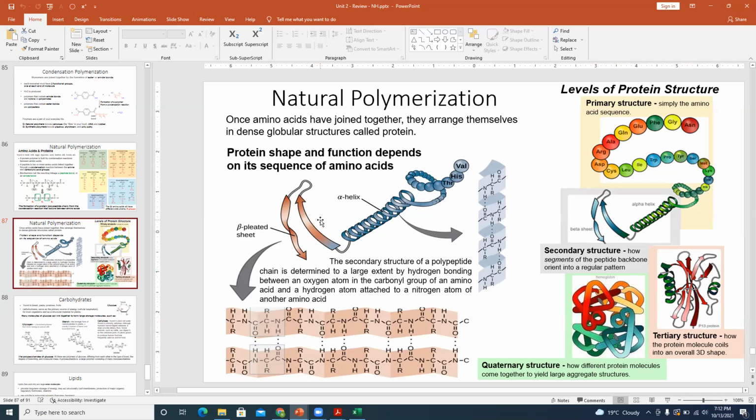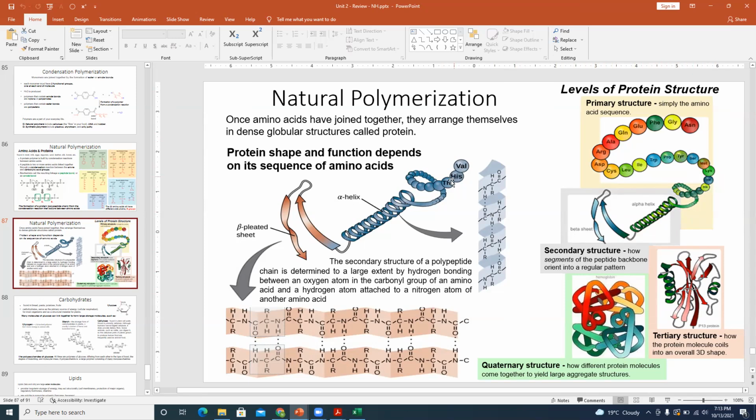So this is one example that is very important in nature: the formation of proteins, and how proteins are really just a polymer of amino acids. I just wanted to tell you the story of proteins and the different levels of structure of proteins, and how you can have the primary structure.